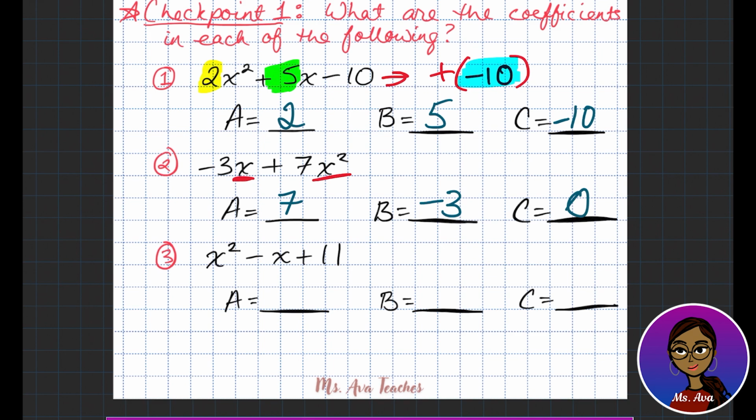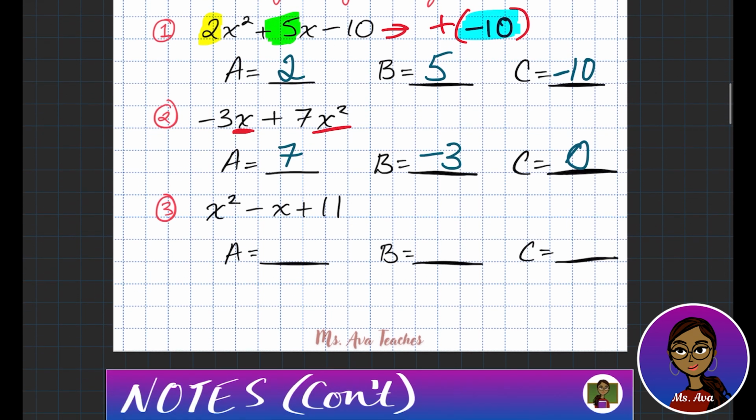All right, good. And then let's try number 3 as well. So in this case, what's the a? 0? Nope. So when you don't see a number in front of the x squared, then it implies that there's a 1 in front. Oh, okay. So that would just be 1. Yes. And then the b? That would be a negative 1. Awesome. And last one, c. That is just going to be 11.